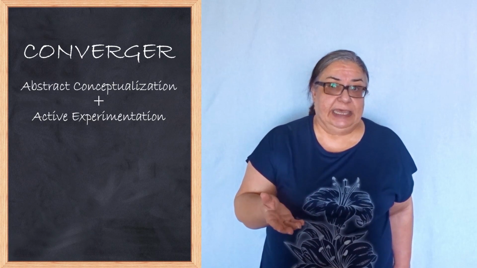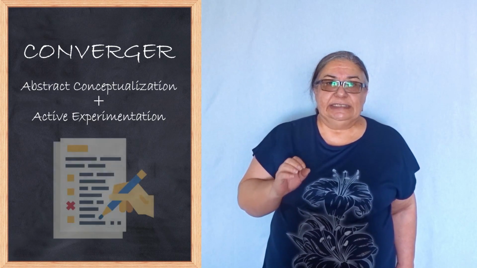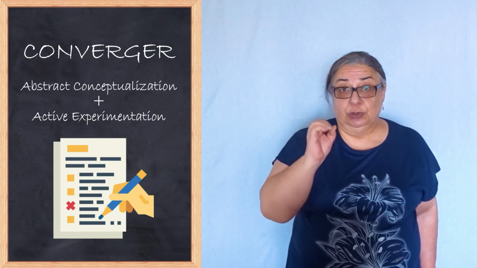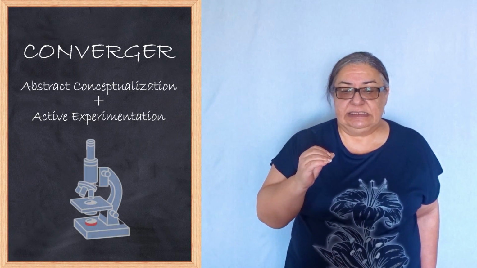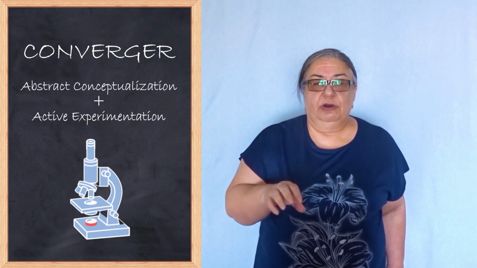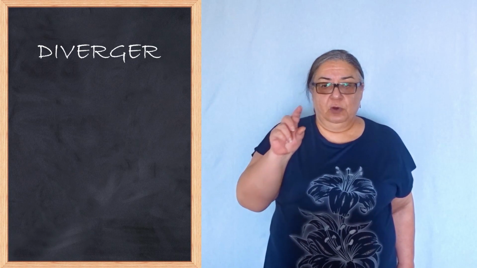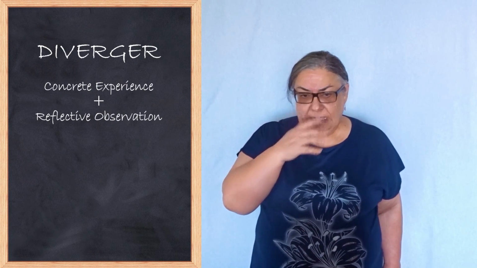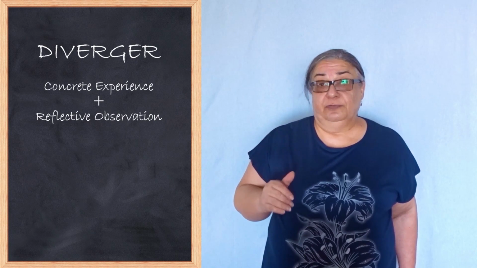This person's greatest strength lies in the practical application of ideas. A person with this style seems to do best in those situations where there is a single correct answer or a solution to a question or a problem, and these people can focus on specific problems or situations. The second one is Diverger, which is a combination of concrete experience plus reflective observation. Divergers have characteristics opposite from convergers.